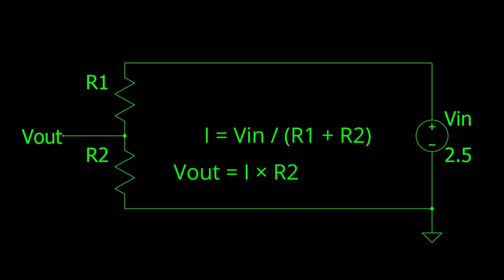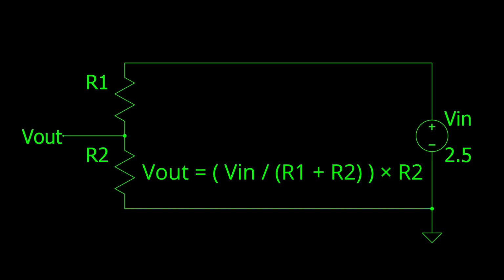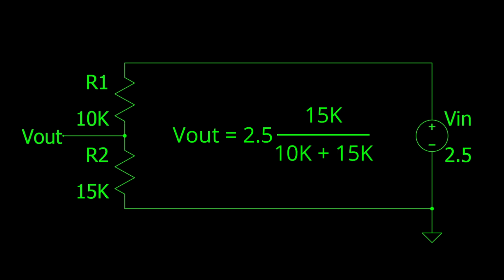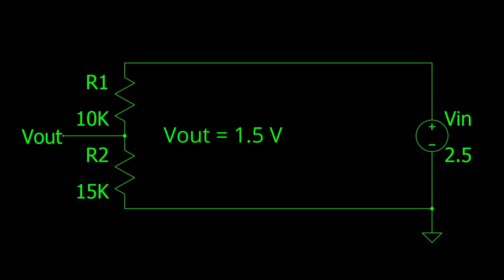Going back to our first equation, we can plug in the value for I, and we get Vout equals Vin over R1 plus R2, and all that multiplied by R2. Or in the more commonly used form, Vout equals Vin times R2 over R1 plus R2. If we had, for example, a 2.5 volt input voltage, R1 as 10K and R2 as 15K, then we can plug the values into our voltage divider equation and find that the output voltage is 1.5 volts.